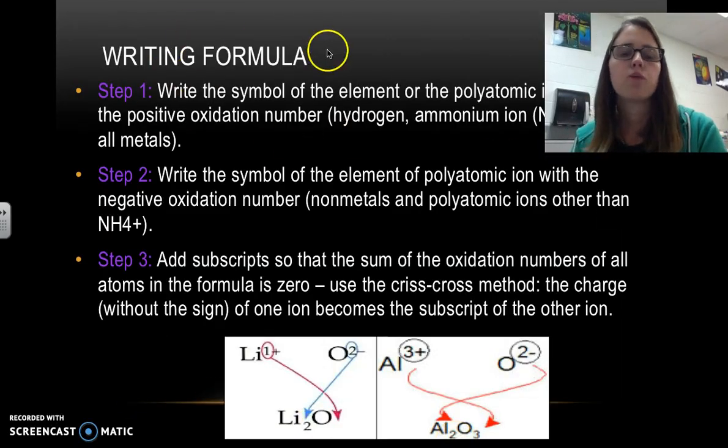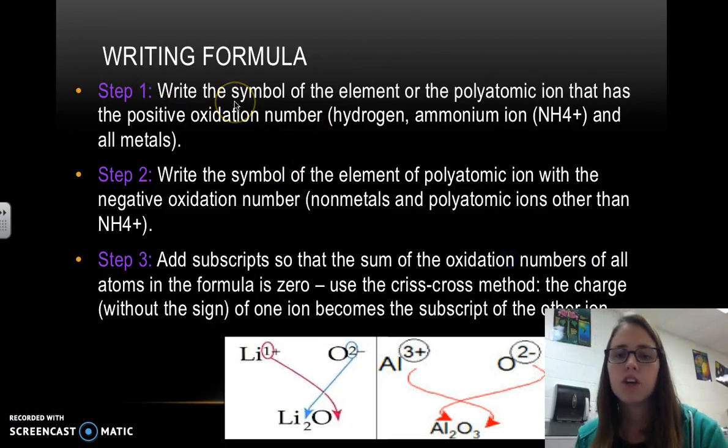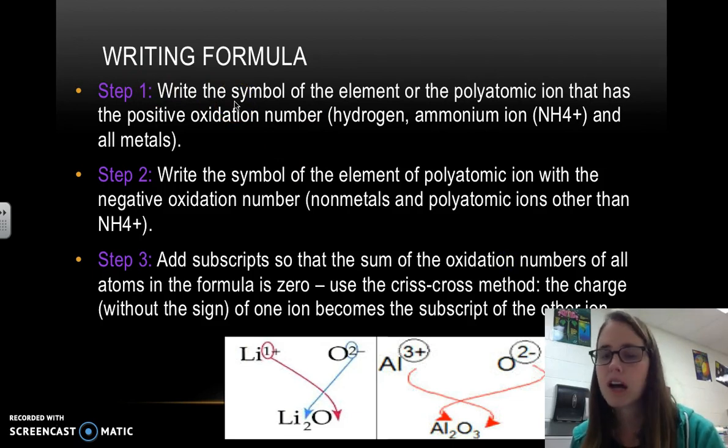So when writing formulas, okay, writing formulas is the first thing we're going to talk about. You're going to write the symbol of the element or polyatomic ion that has a positive oxidation number, so that has a positive charge. So you're going to look at the two atoms you've been given, and you're going to say, okay, which one has a positive charge? And that's the one that gets written first.